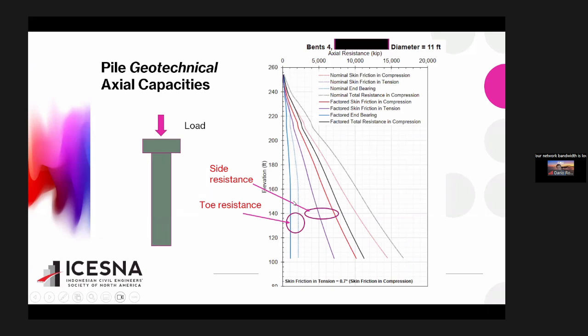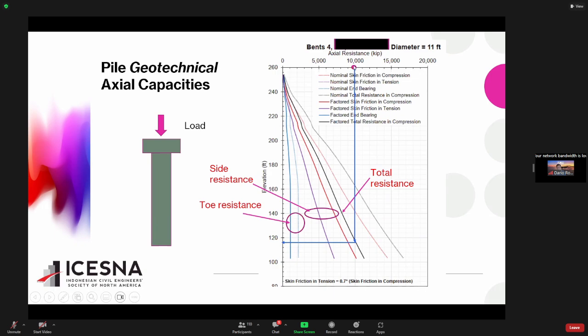Right? So when you sum the toe and side, what you get is the total resistance, this black line. So this is your pile capacity as a function of elevation or depth. Right? So, for example, I want to know what my pile length is if my design load is 10,000 kips. So you just draw a line here, and then draw a line down so you know, okay, this will be my pile length, right? For 110, or is it 118, approximately here. So this is my pile length, right?